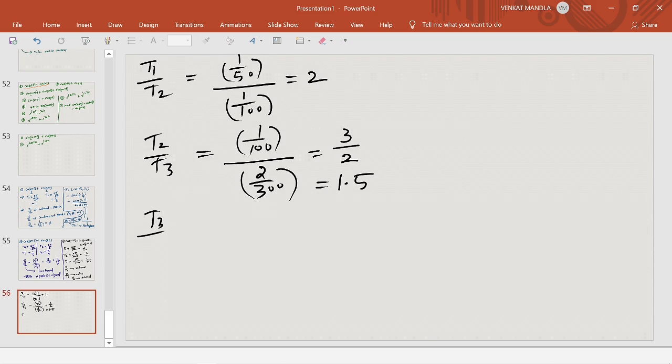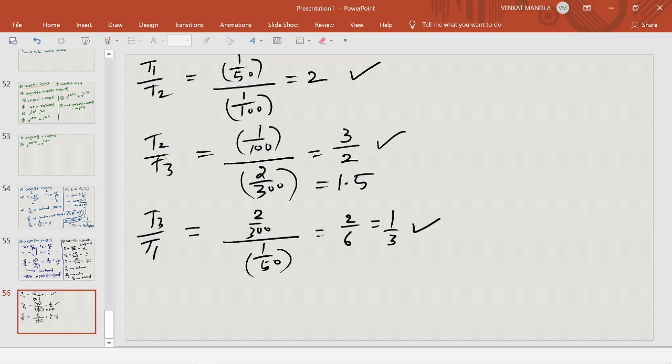And T3 by T1. T3 is 2 by 300, T1 is 1 by 50. That is 1 by 6, 2 by 6, which is 1 by 3. This is also a rational number. So the signal x of t is a periodic signal.